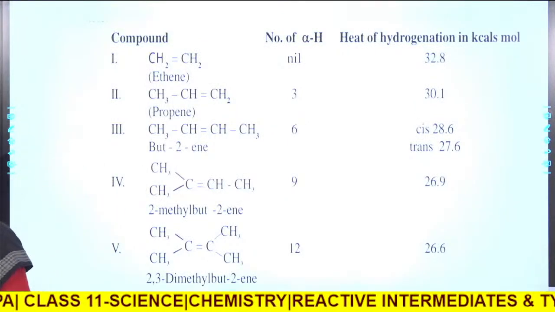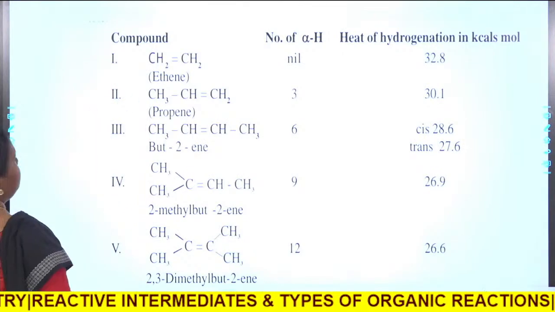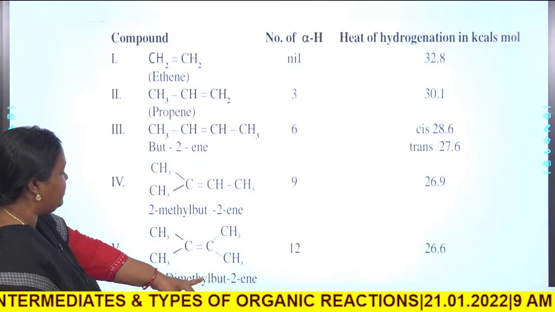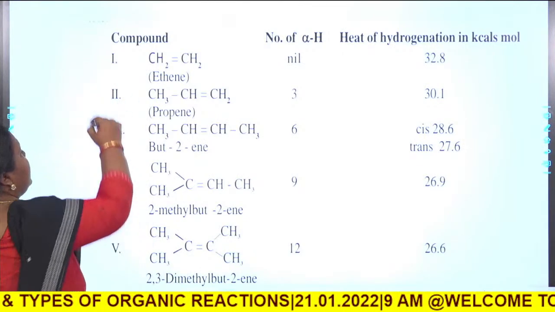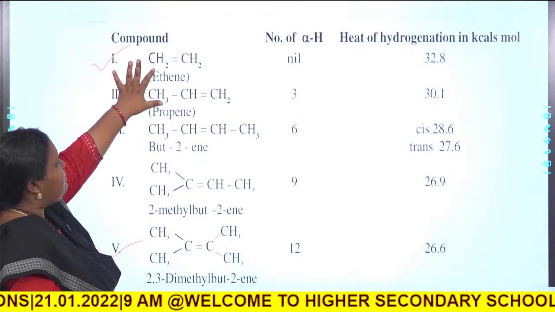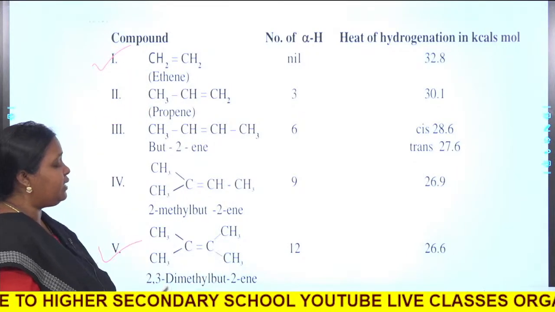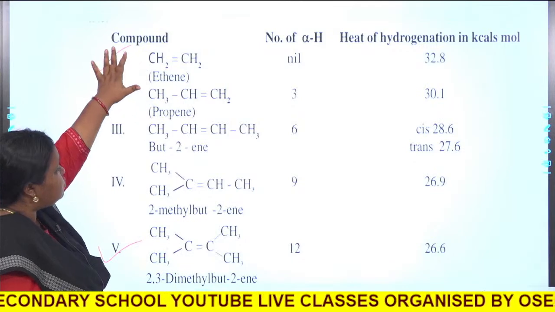Here there is a comparison between the different alkenes in case of ethene and in case of 2,3 dimethyl butene. Let us take two extreme cases. This one is having no alpha hydrogen at all and this one is having all the alkyl groups attached to it. So, let us discuss two extreme cases.